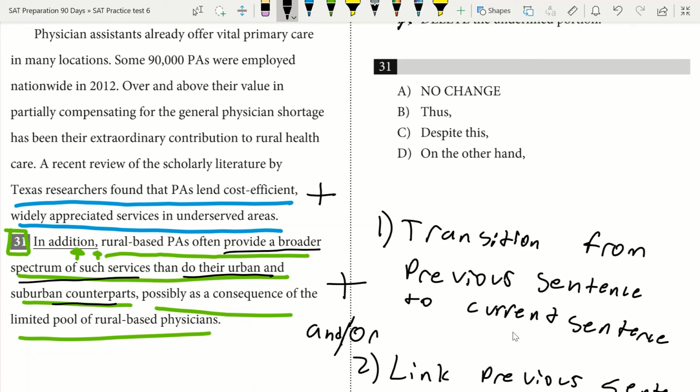So if we're talking about two positives, then that's in addition, right? Those two things aren't contrasting each other, they are adding on to each other. So our correct answer for 31 would be A.